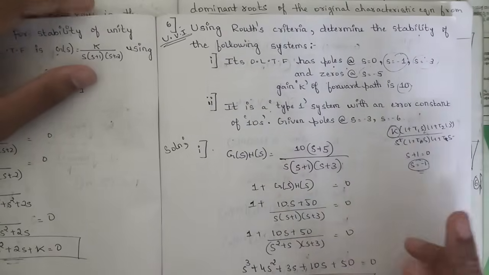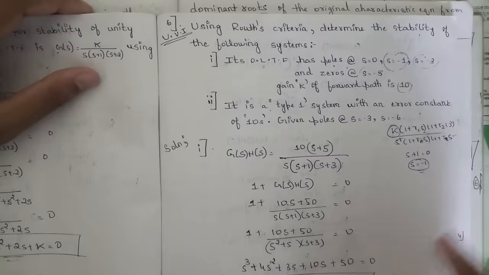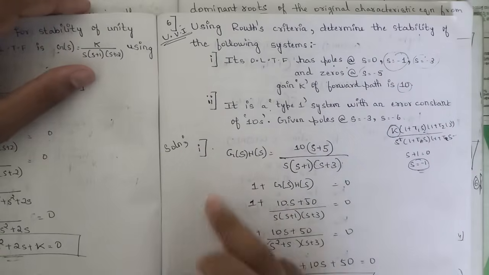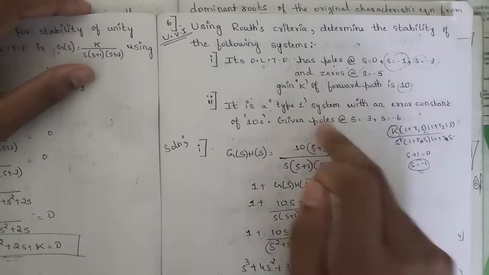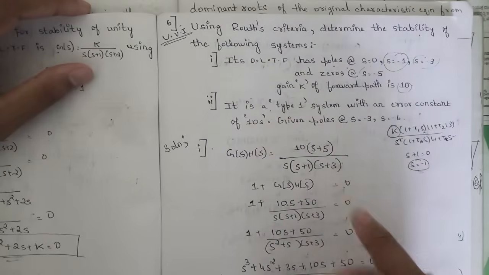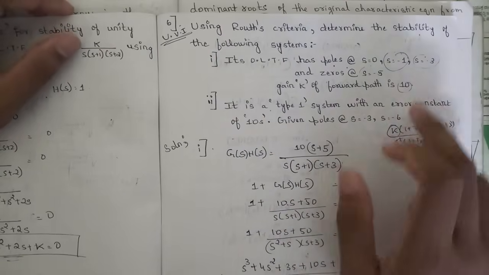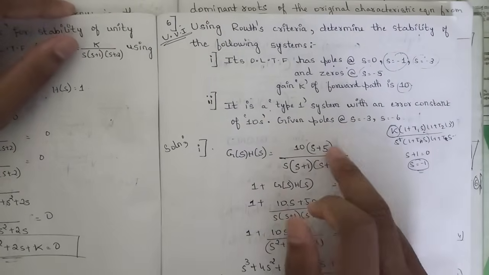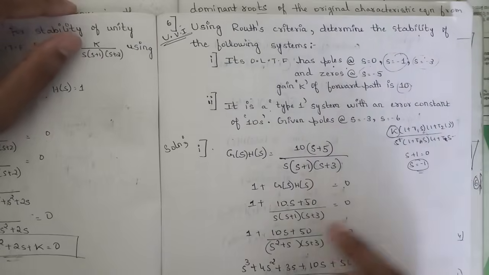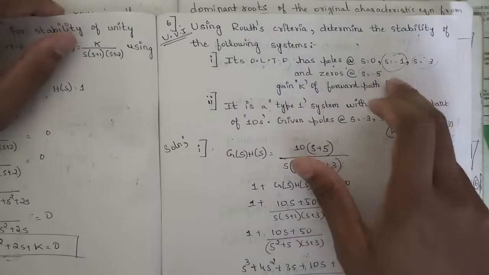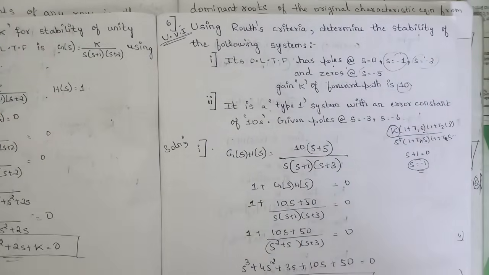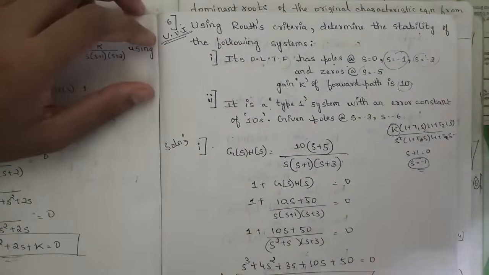Like this they would be giving you the data. Using this data we should be trying to write the transfer function. We know that in the transfer function the poles would be placed in the denominator side, that is, whenever the denominator equals 0 you would be getting the poles, and whenever the numerator equals 0 you would be getting the zeros. Like this you should be trying to write the transfer function, and then you should be applying the Routh array. So these kinds of questions they would definitely be asking.